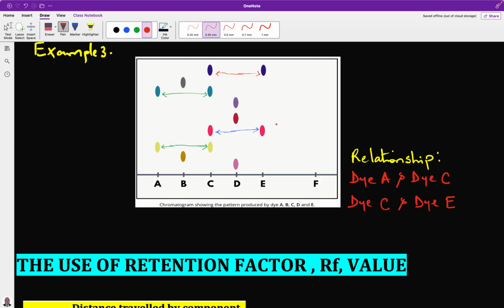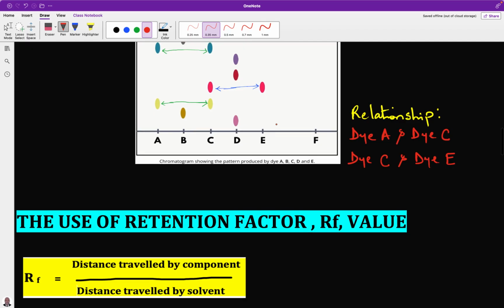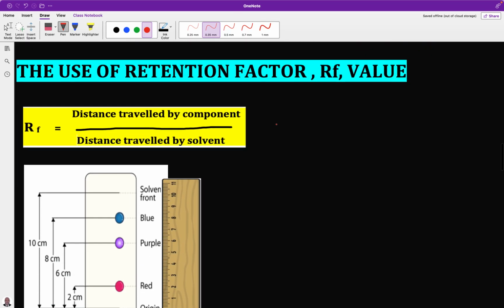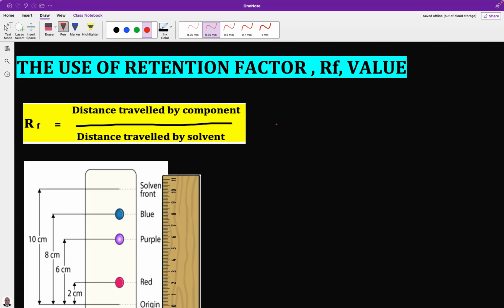When we have an impurity, we calculate the RF value. We go to the data booklet, we refer that value there, and from there, we will know the component, or the identity of the impurity. How do you use the retention factor? RF, which is known as the retention factor, is used to determine the impurities in substances or in a mixture.